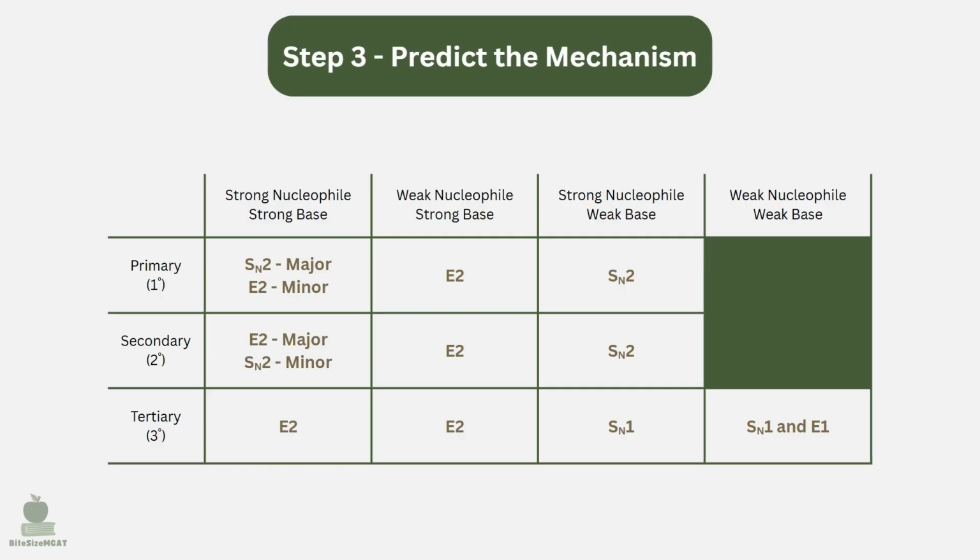Another special case is if we're weak in both nucleophilicity and basicity. Literature differs on what will happen, but generally speaking, we will only have a reaction with a tertiary substrate. This will yield half SN1 and half E1 product.